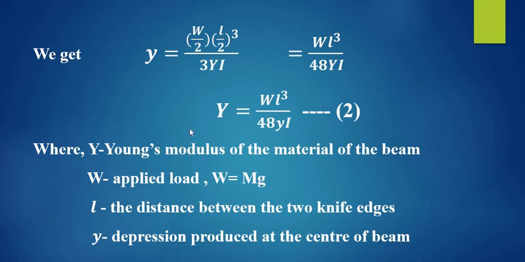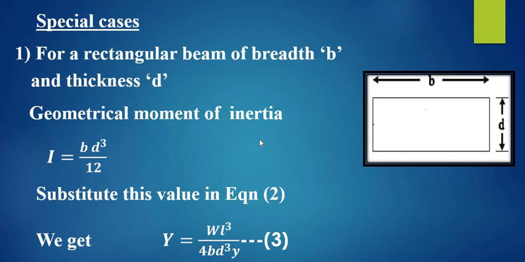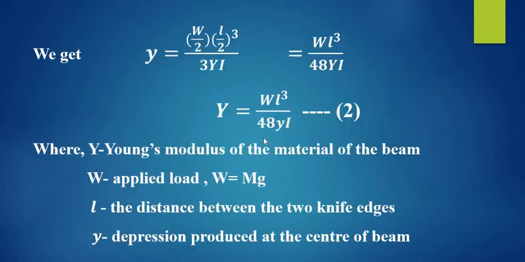Where capital Y is the Young's modulus of the material of the beam. W is the applied load. W is equal to mg, where m is the mass and g is the acceleration due to gravity. L is the distance between the two knife edges. y is the depression produced at the center of the beam. This is the expression for Young's modulus of the material of the beam.